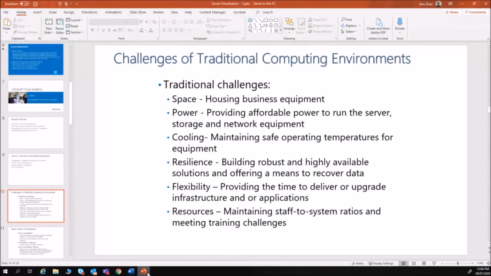Resources, maintaining staff to system ratios and meeting training challenges. So that's traditional challenges.